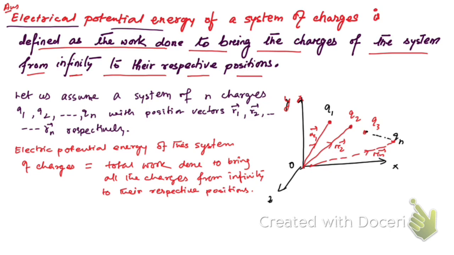Okay. Now you see, let us consider this situation. In this region there is no charge. First we are going to bring Q1 charge from infinity to the position R1. So we are to bring the Q1 from infinity to the position R1, right?